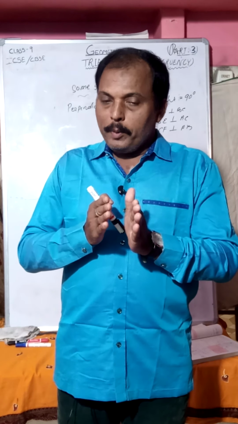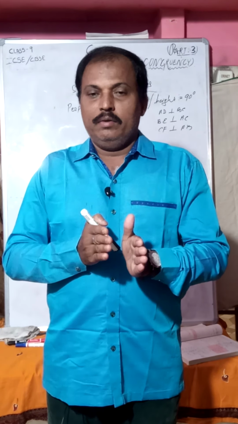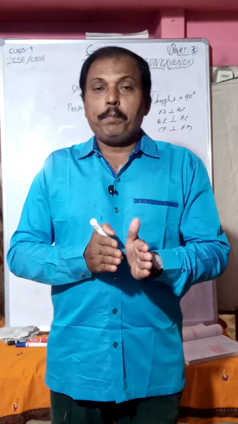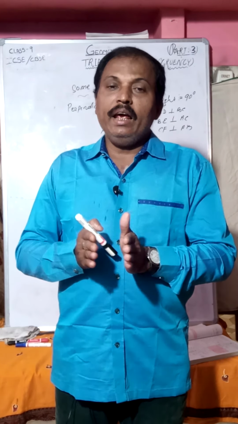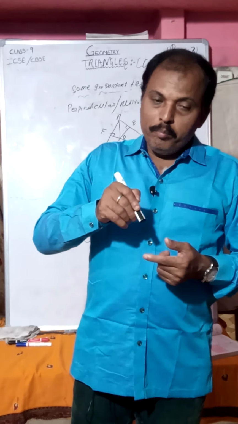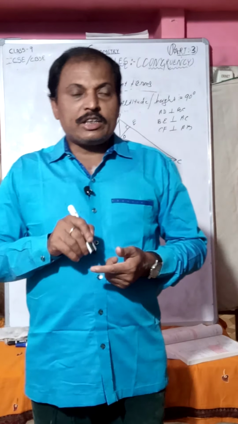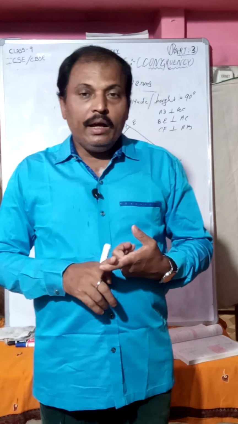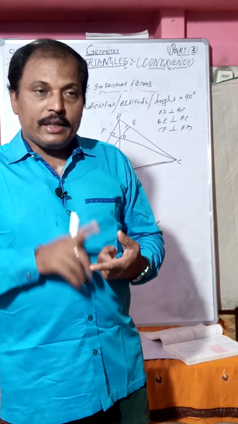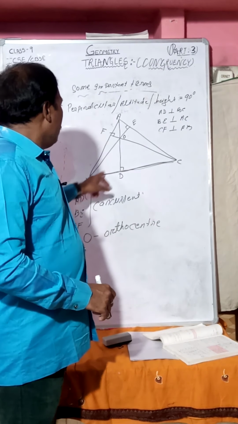Centroid is the intersecting point of three medians, but orthocenter is the intersecting point of three altitudes or three heights or three perpendiculars.